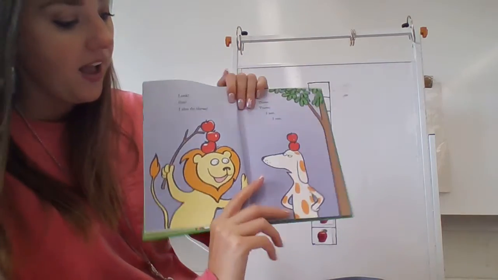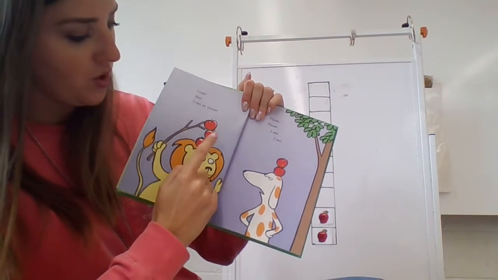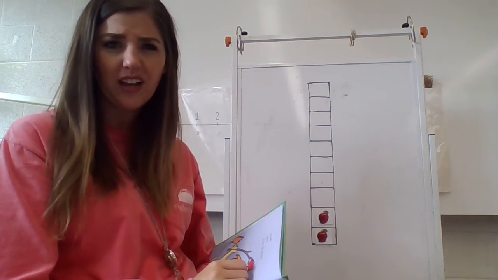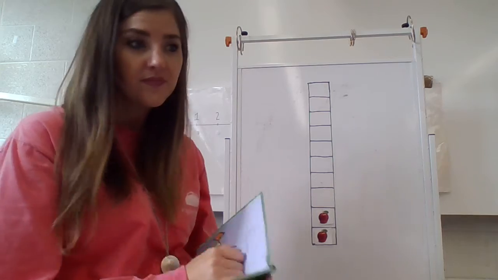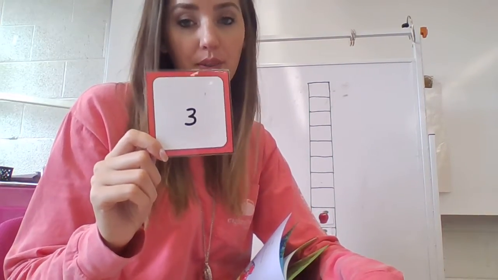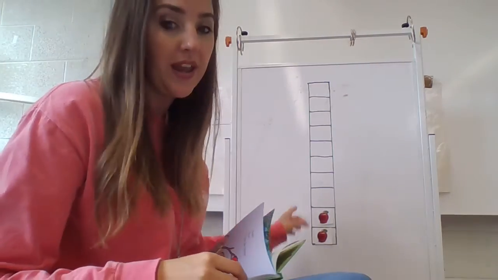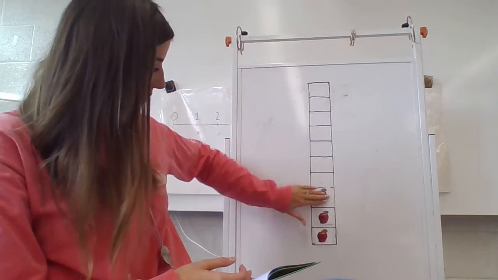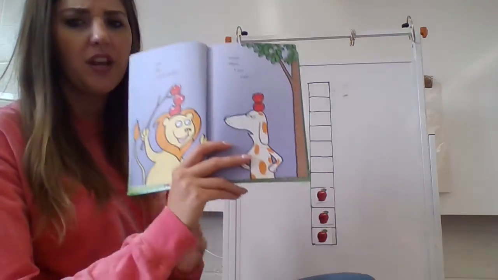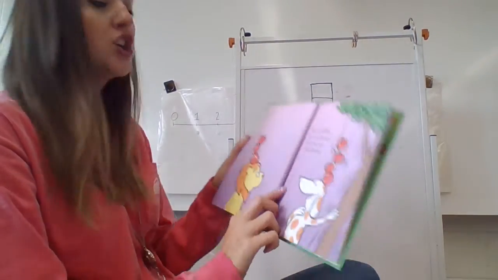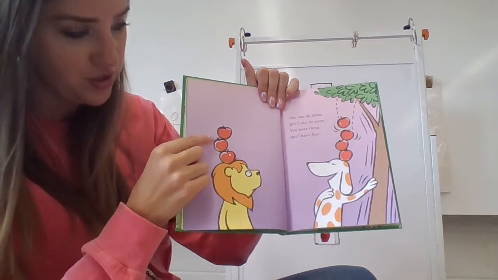Look, see, I can do 3. 1, 2, 3. What does the number 3 look like? It looks like this. This is what the digit for 3 looks like, or you can say the number 3. So let's put 3 apples on our graph. 1, 2, 3. 3, I see. You can do 3. 1, 2, 3.